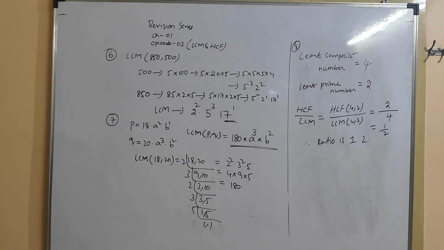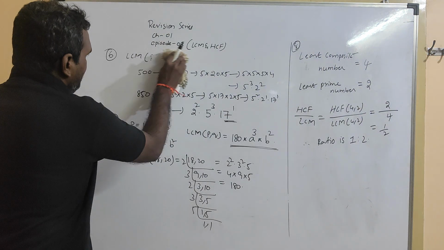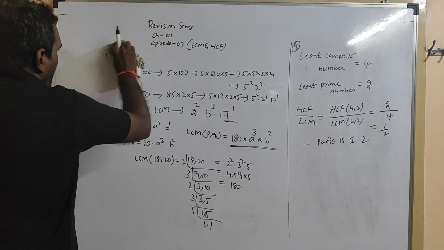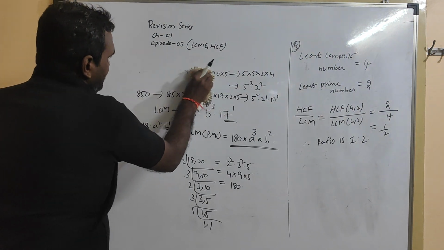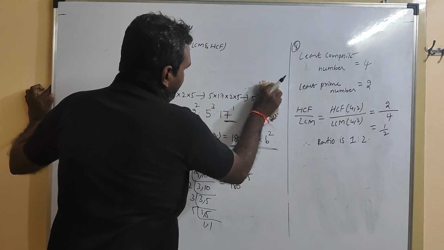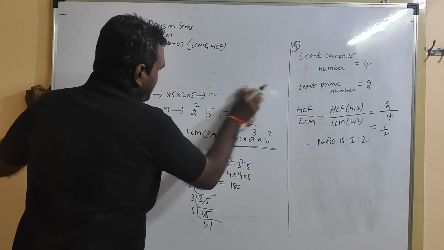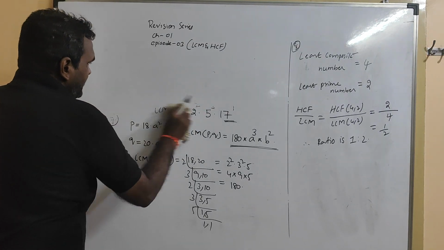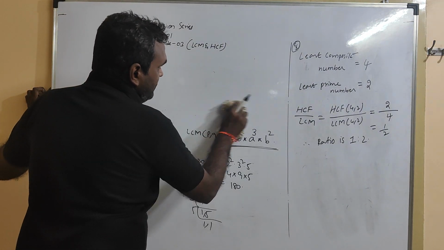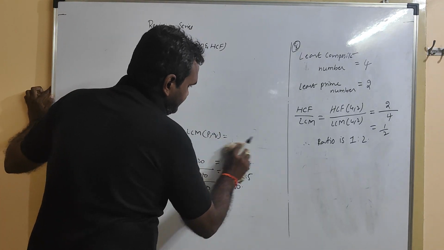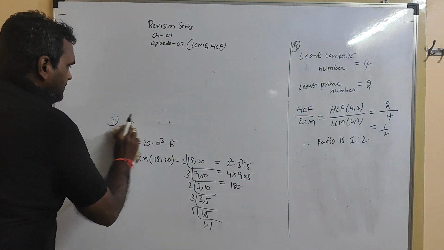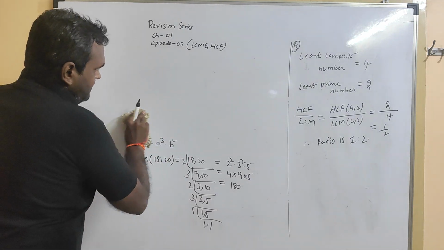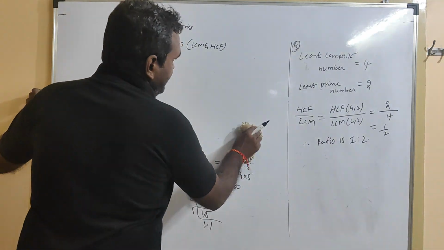Regarding question number 8. Question number 8 is also simple, but why I told you on the board about the least composite number and least prime number is that the concept is also important. So that is the reason I told you the least composite number and least prime number in this question number 8. Clear? Regarding question number 8, it is clear.